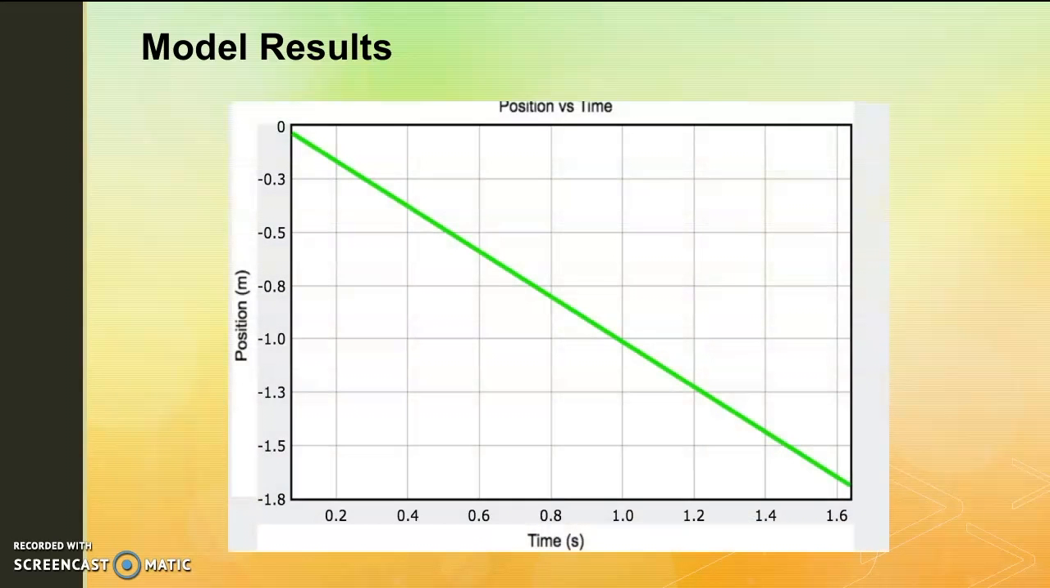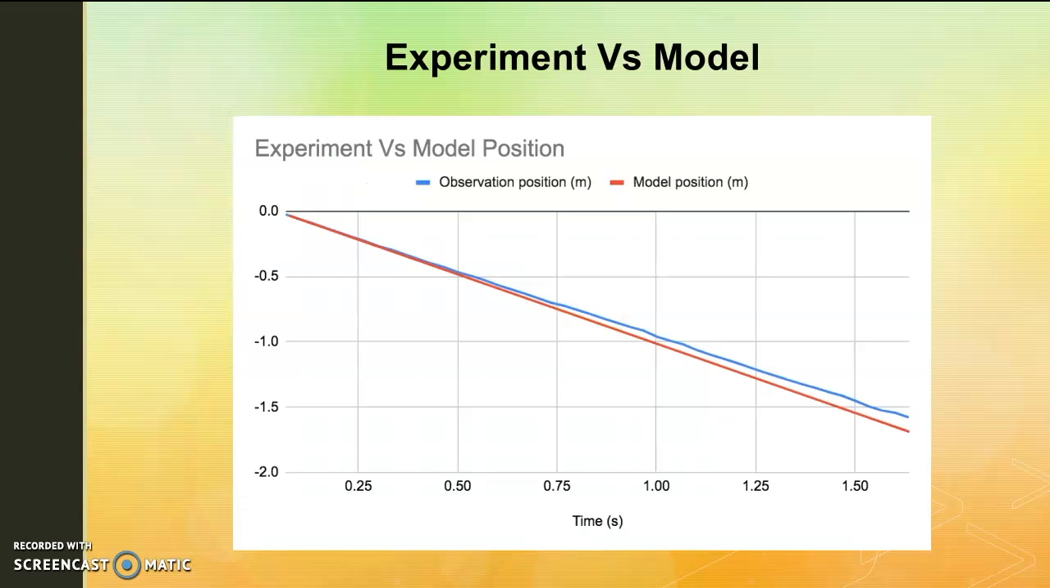As you can imagine, the model's results were perfectly linear. So now let's compare our actual results with the model. Here's the experiment versus model graph that graphs our observed position and model position versus time. While the experiment line is fairly linear, there are still some discrepancies from perfect linearity.